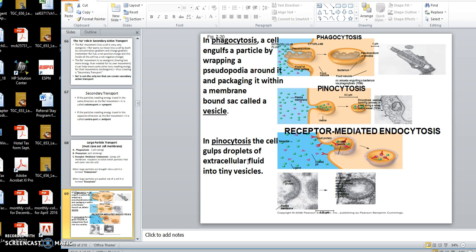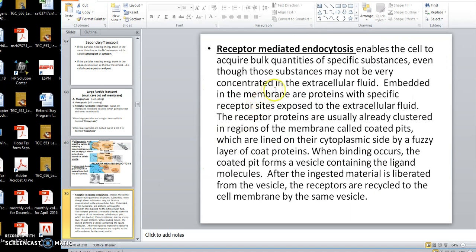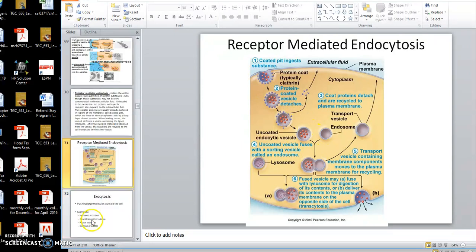In receptor-mediated endocytosis, you have special receptors, so you selectively bring in what you want, but you still have to cave it in. So it's all solid, all liquid, but a special type here, because you have special receptors. The receptor enables the cell to acquire material, but it's specific. Embedded in the membrane are proteins with receptor sites. So it's very specific. I want you to read on that. Here would be it coming in, hooking to these receptors and coming in. Okay.